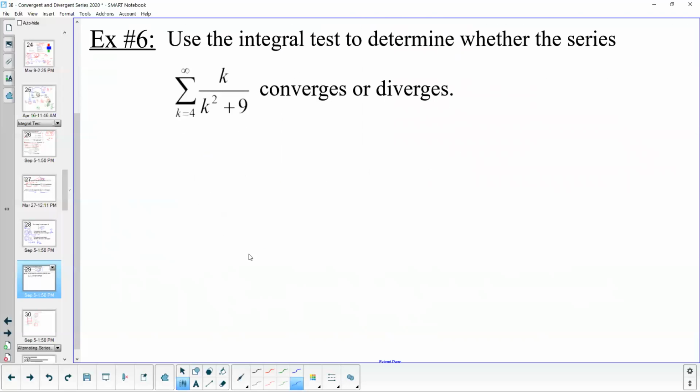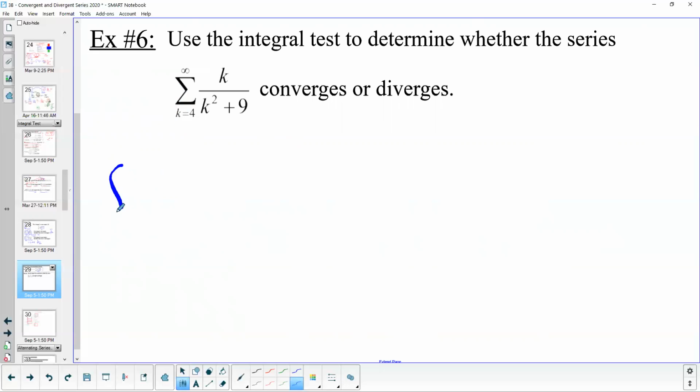The first one I give you here, and again, the integral test is not super useful for a lot of series because there are other ways to test these. In fact, the one I've got right here, k over k squared plus 9, I'm going to show you after I do the integral test that there was a better way to do this that was a little more efficient. It says use the integral test to determine whether this particular series converges or diverges.